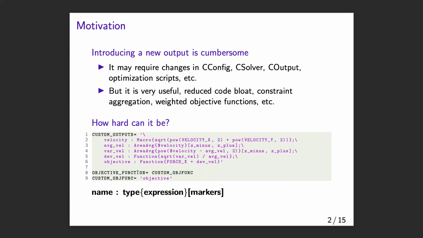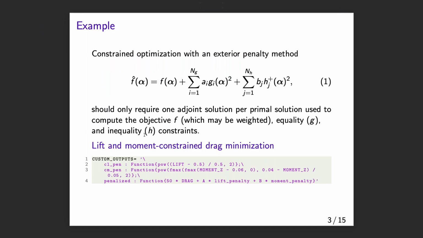And then once you have your custom output, use that in an optimization by using it as the custom objective function. Most of the talk will be answering the question of how hard can it be, and I'll give a somewhat advanced example of this being used.